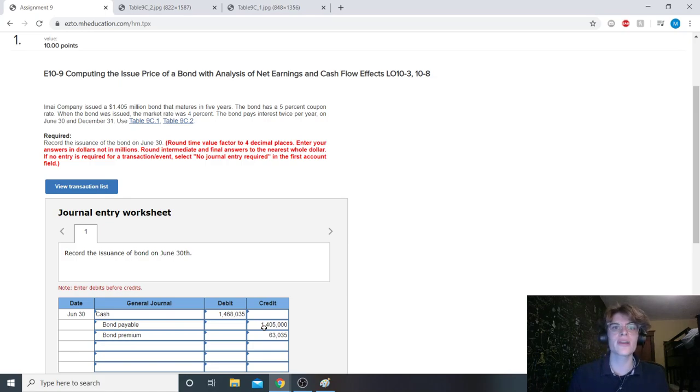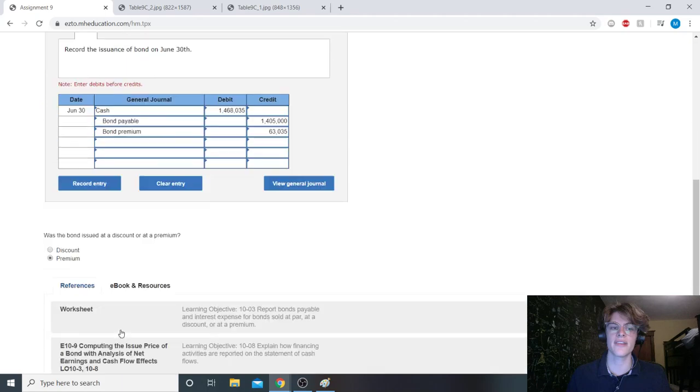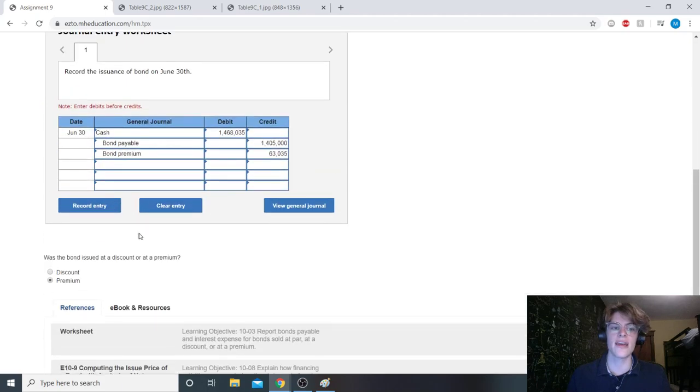So how bonds work is we sell them for one thing, we pay interest throughout the period, and then we repay our principal or face value at the end. So the bond payable is always just the face value. And then our bond premium is just the difference between these two. If instead we sold this for a discount, instead of having a bond premium, we would have a bond discount, and that would be on the other side of this journal entry. So yeah, that's the whole entry, and it was recorded at a premium. Hope that helps.